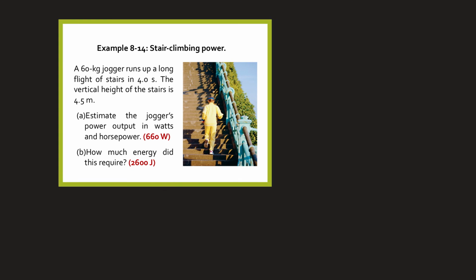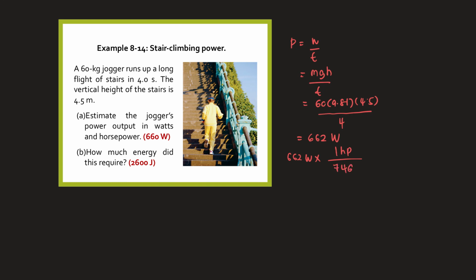So the height is 4.5 meters. You need to find the energy first, which here is going to be potential energy. So I'm going to put power equals work done over time, which is going to be mgh over time. So 60 times 9.81 times height 4.5 meter over time, which is 4 seconds. So you are going to get your power as 662 watt. And the question asks you in horsepower, so that means 662 watts times 1 horsepower equals to 746 watts.